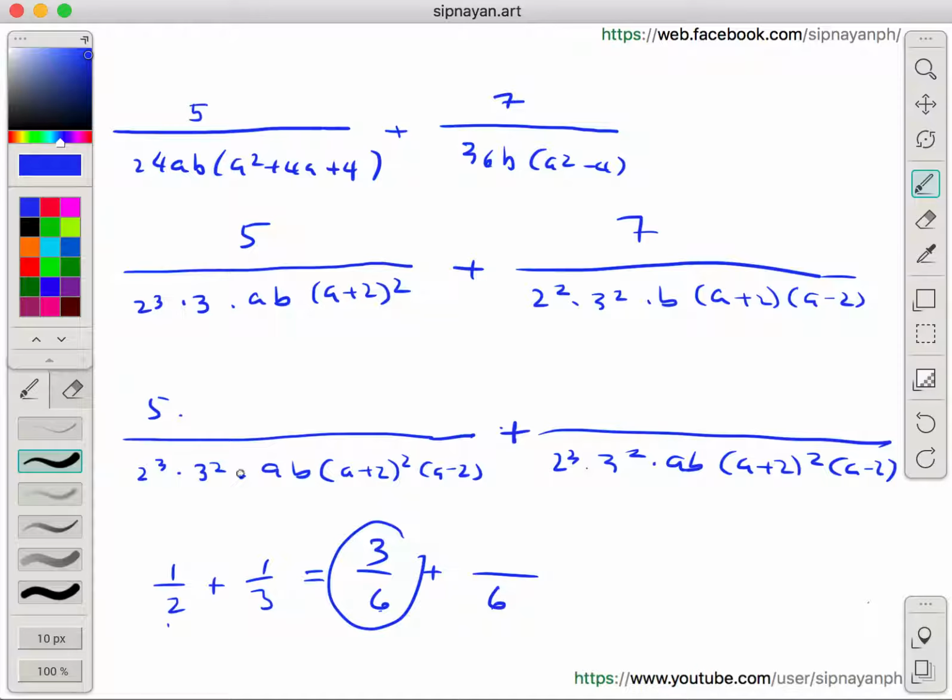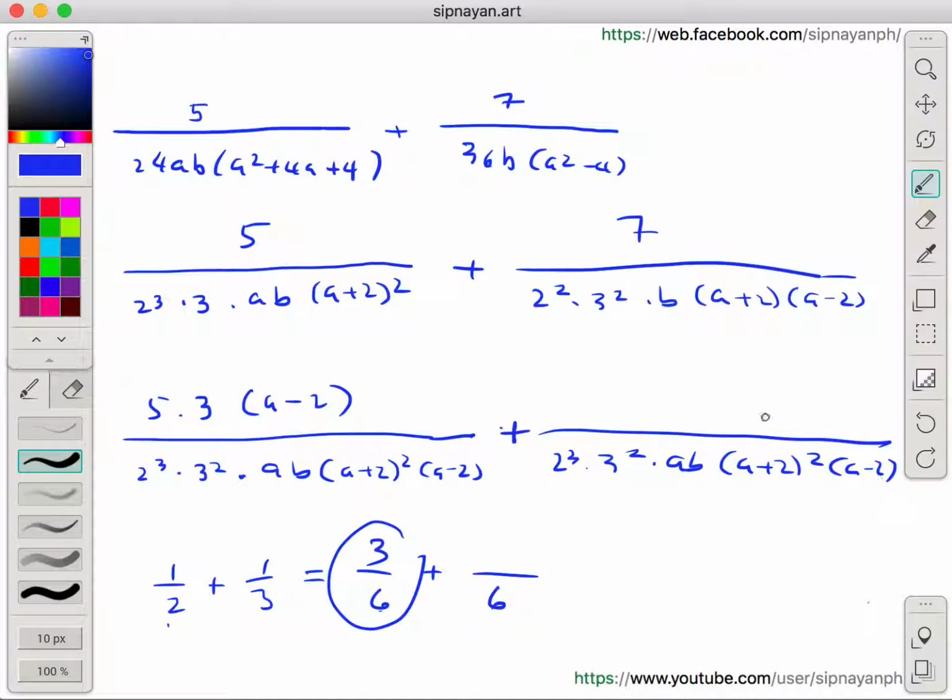Kaya ko finactor ito para mas madali siya, no? So, 2 cubed divided by 2 cubed, maka-cancel yan. Wala na siya, magiging 1 na siya. And then 3 squared divided by 3. Siyempre, may matitirang isang 3. AB tsaka AB maka-cancel ito. Matitira A minus 2.